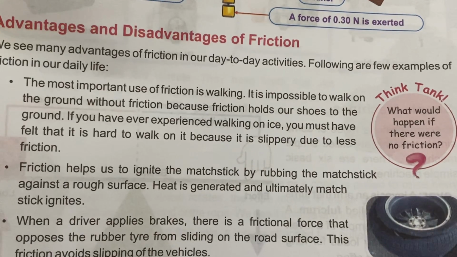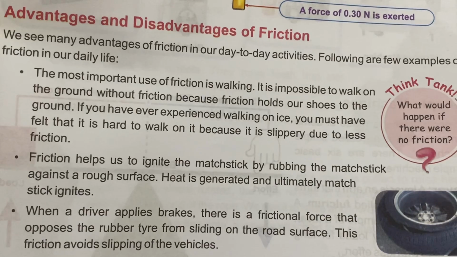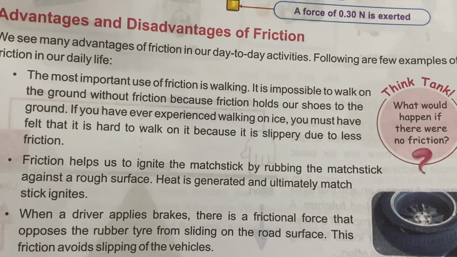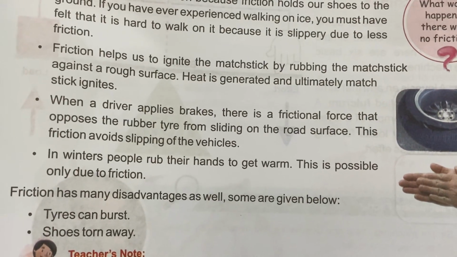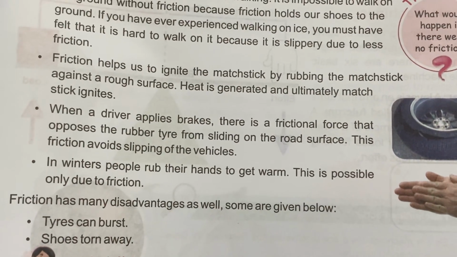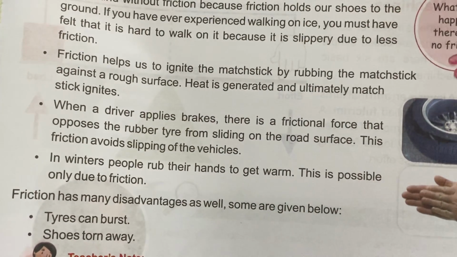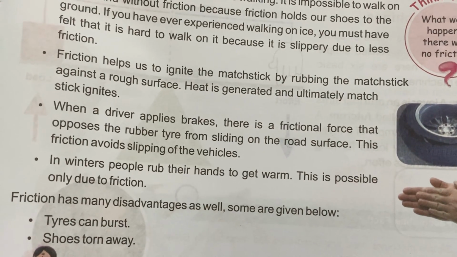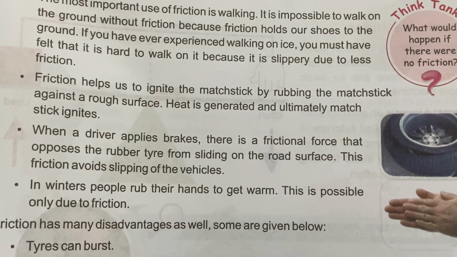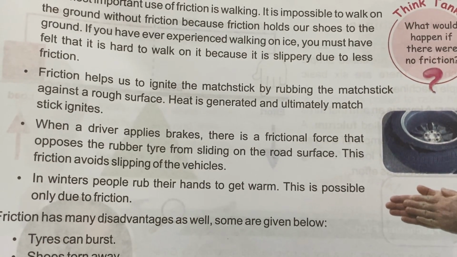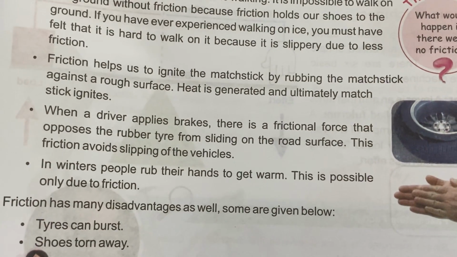Friction helps us to ignite a matchstick by rubbing the matchstick against a rough surface. Heat is generated and ultimately the matchstick is ignited. When a driver applies brakes, there is a friction force that prevents the rubber tire from sliding on the road surface. This friction avoids slipping of the vehicle. In winters, people rub their hands to get warm. This is possible only due to friction.